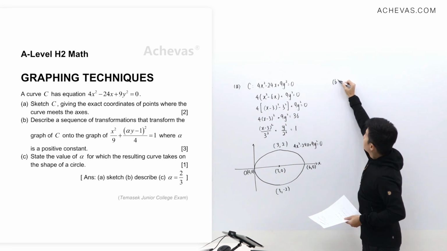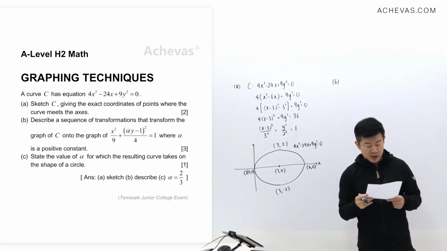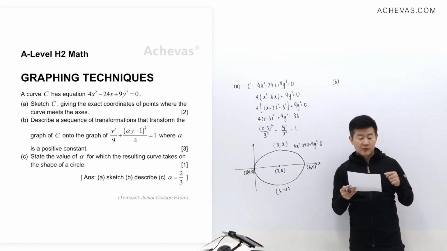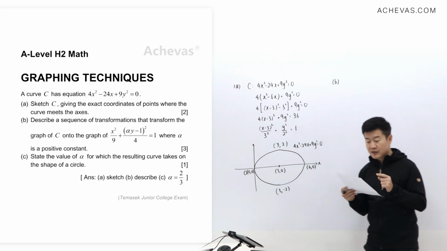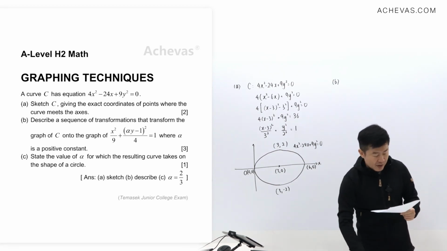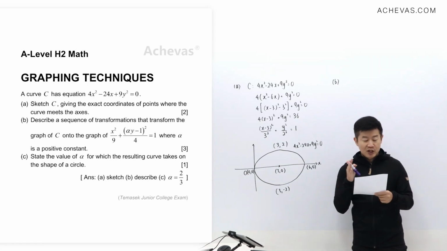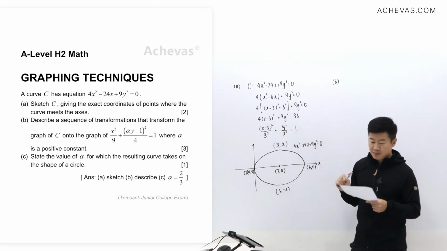And in part B, we are supposed to describe a sequence of transformations that transform the graph of C onto the graph of x squared over 9 plus alpha y minus 1 squared over 4 equals 1, where alpha is a positive constant. So let me think about the algebraic changes that I need to make to get from this curve to the one that is stated by the question.